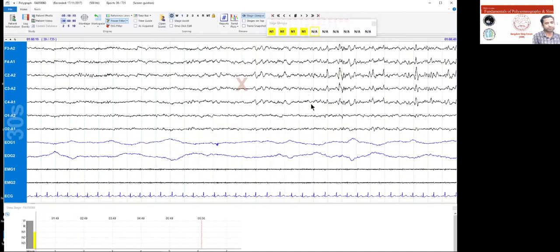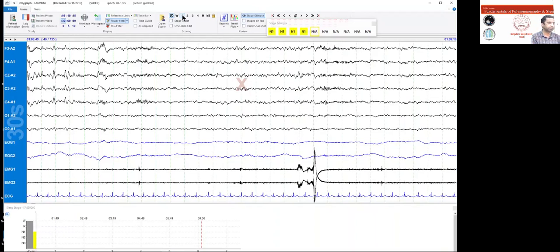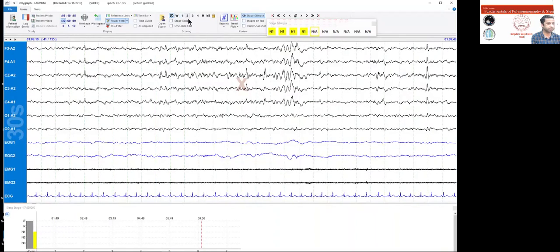So your vertex waves are getting bigger. Later on, they will become K complex kind of waves. Here the transition is going from N1 to N2, but most probably it is still N1 stage. See this, vertex waves are there. The program is showing N1 also. And this is your K complex kind of wave.